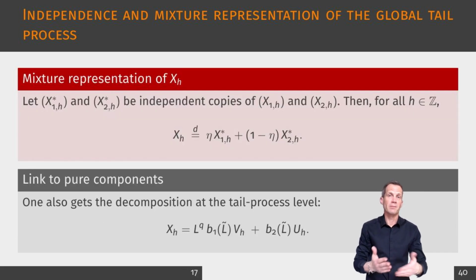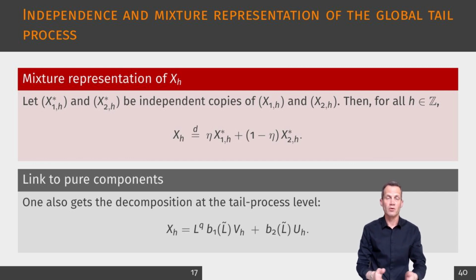This slide states the mixture representation explicitly. The normalized tail process x or h can be written as theta times a copy of the first one-sided tail process plus 1 minus theta times a copy of the second. So extreme paths are literally mixtures of two deterministic families depending on which side dominates.